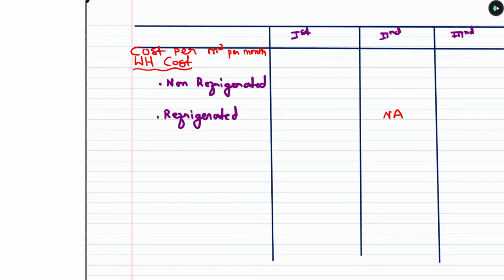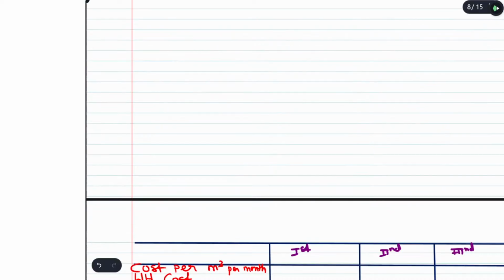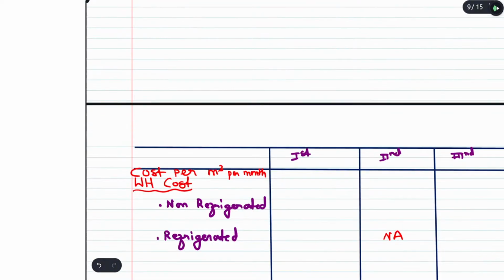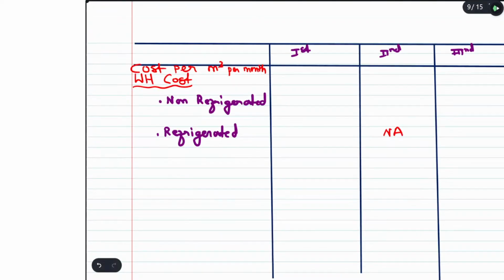So non-refrigerated total cost related to the first product is 1.375. We have already computed that one, beta. 1.375 multiplied by 1. सबसे पहले इसका कैलकुलेशन आप शो कर दीजिए बेटा, कैसे आया है. So it will be 55,000 divided by 40,000 into number of months in warehouse. While in this case, it's 1,52,000 divided by 25,000 multiplied by number of months. So it will be 1.375.